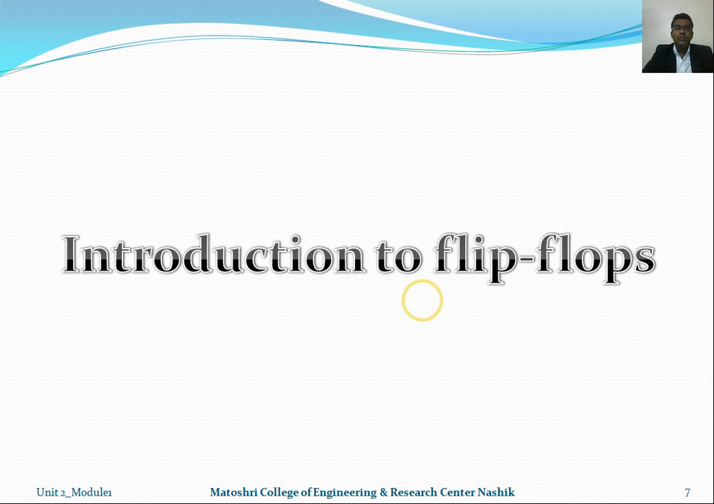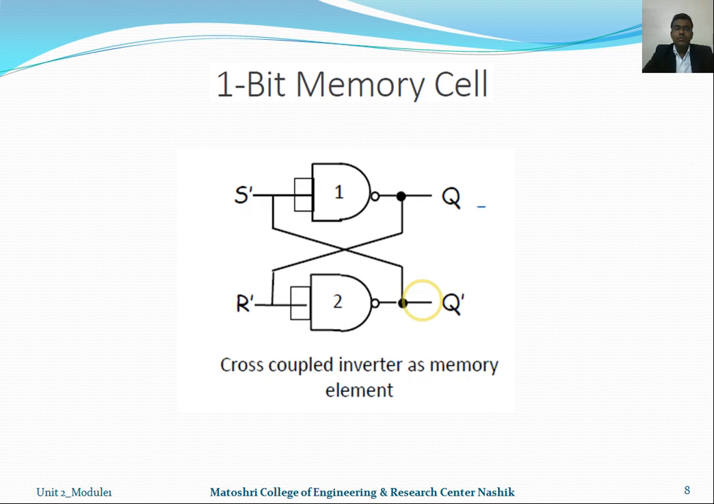Now, how does the memory work? The memory used in a sequential circuit is a flip-flop, or a one-bit latch, or bit memory cell. So we have to study the one-bit memory cell here. We call it the cross-coupled inverter as a memory element. It has the capability to store a single binary digit, either 0 or 1.